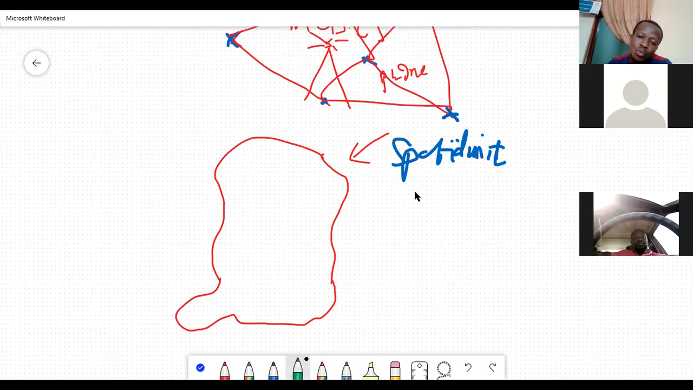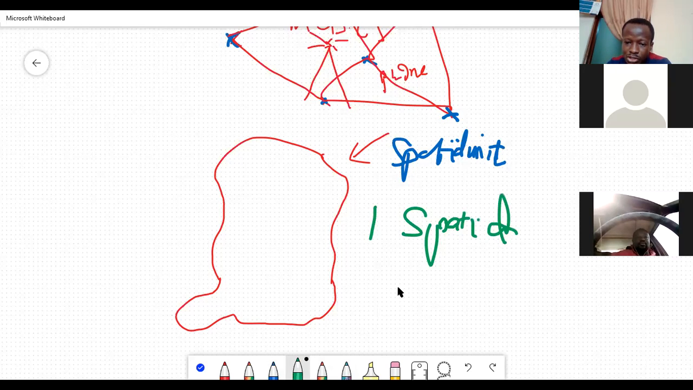Okay, so now this is one spatial unit. Is that okay? One spatial unit. So you can have several spatial units. I'm going to subdivide these spatial units.